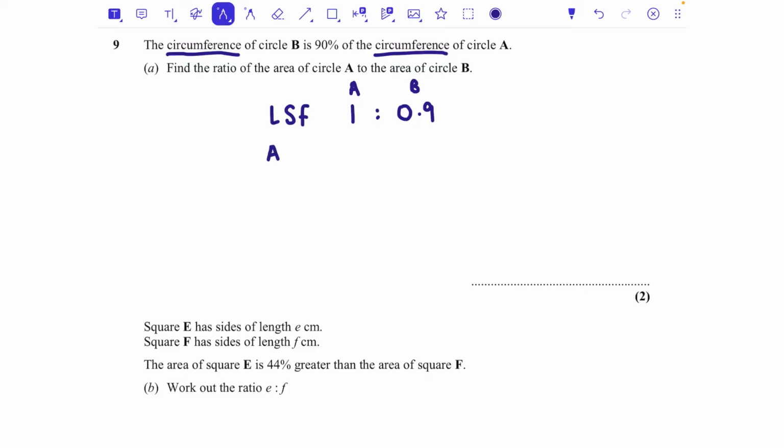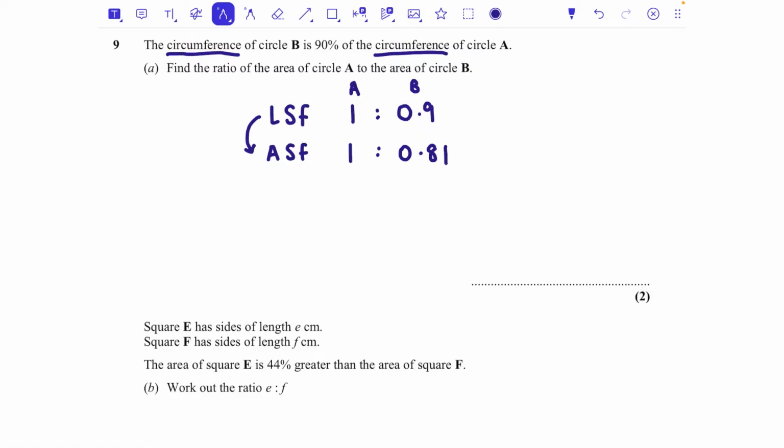So then the area scale factor is that value squared. Okay, you might at that point choose to get rid of the decimals, but let's just bear with it for now. To get from the linear scale factor to the area scale factor, we square those values. So 1 squared is 1, and 0.9 squared is 0.9 times 0.9, so 0.81. So if the lengths are 90% of A, then the area is going to be 81% of the area of A, and that's the ratio, but we can't leave decimals in it.